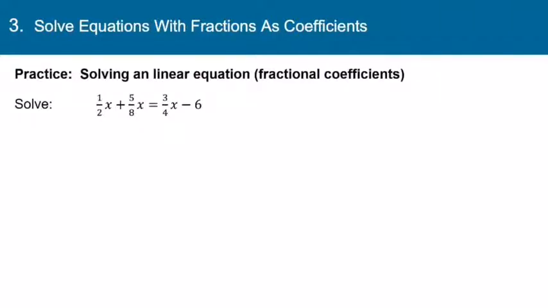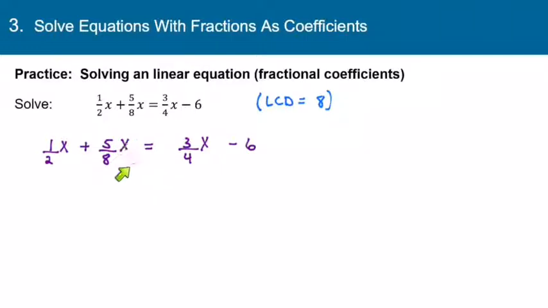Now here are a couple of practice equations with fractional coefficients for you to try on your own. So for each one of these, pause the video and try it, and then you can check your work with me. Here we have 1/2 x plus 5/8 x equals 3/4 x minus 6. When I look at the denominators 2 and 8 and 4, I know the common denominator is going to be 8. So let's multiply the entire left side by 8, and let's multiply the entire right side by 8.